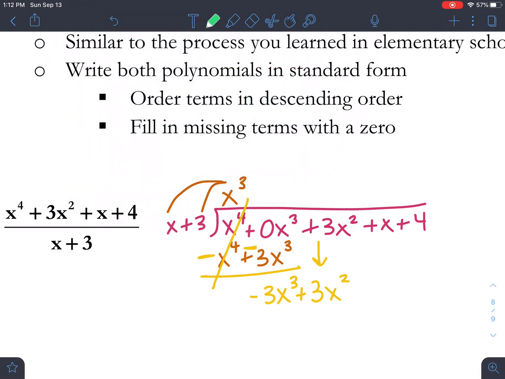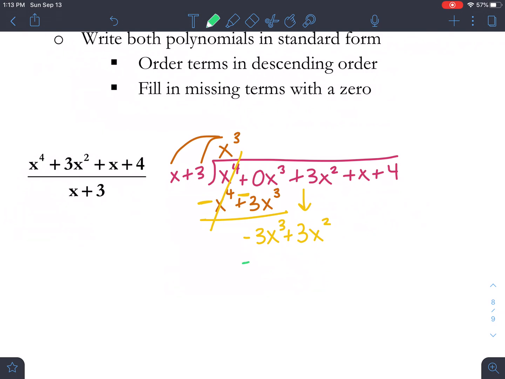Okay, so now what you want to think about, again, your goal is to get exactly matching. You want to get a negative 3x cubed. So you want to think about what I can multiply x by. X times what is negative 3x cubed? That would be negative 3x squared. So I'll erase these orange marks here. I'm going to take negative 3x squared, multiply it by my two terms. So that would give me negative 3x cubed, and then minus 9x squared.